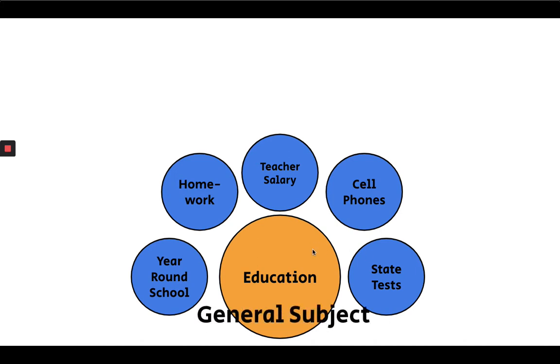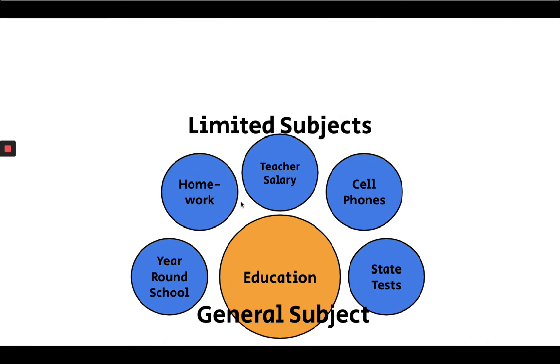But we call education the general subject, and we call all the ones in blue the limited subjects. And even then, you could make it even more limited, down to one thing. Homework, for example, you could talk about, should homework be graded? That could be one paper in and of itself. There's probably books about that. Should homework be mandatory? There's probably books and essays written about that. Cell phones, should they be allowed in schools? There's a whole list about that. Should they be used as a tool in schools? There's a whole thing about that. And so some of these can be dwindled down even more.